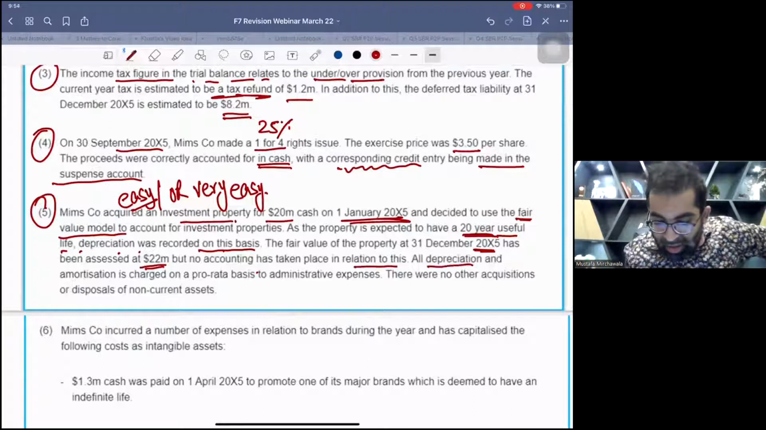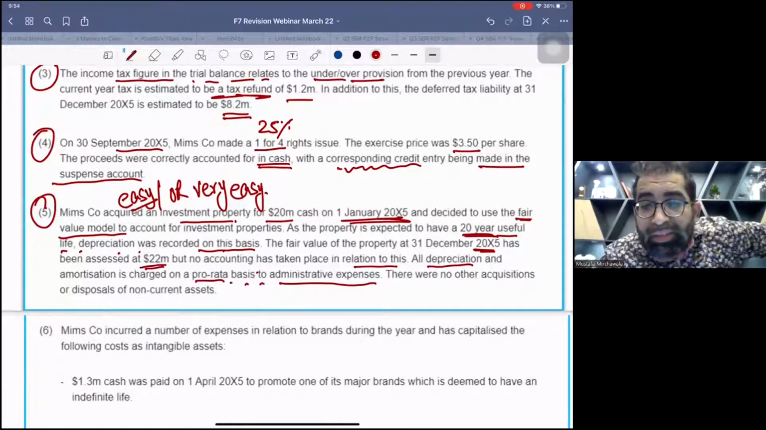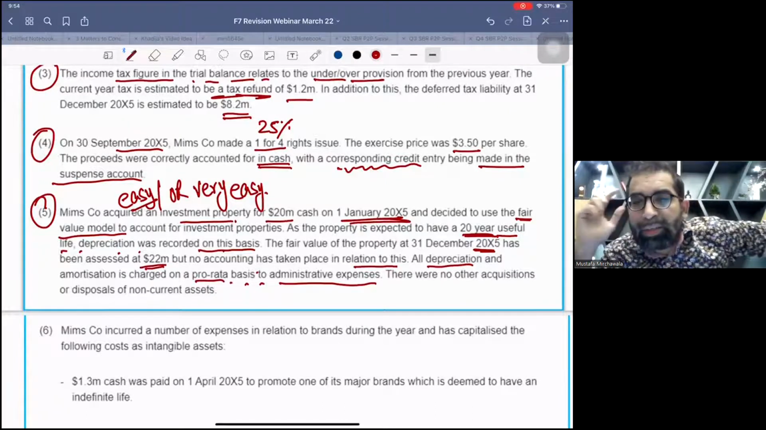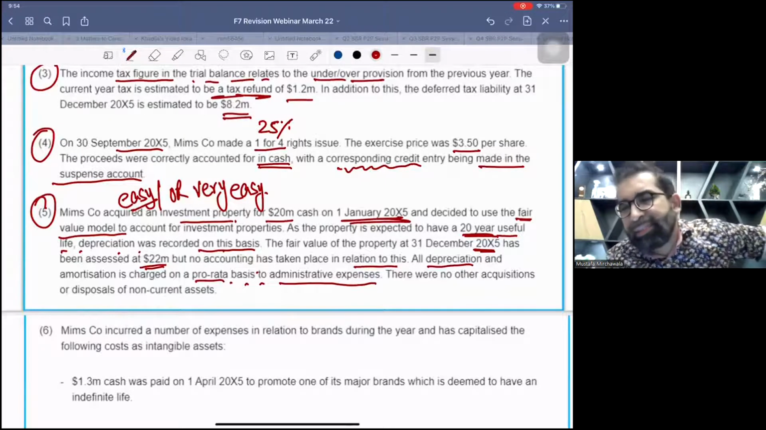All depreciation and amortization is charged on a pro rata basis to admin expenses, not cost of sales. See, they have booked this depreciation in admin expenses, so you need to do the correction in admin expenses. Giving you just 1 minute to think over it. Although this adjustment is very easy. Honestly, this is easy.